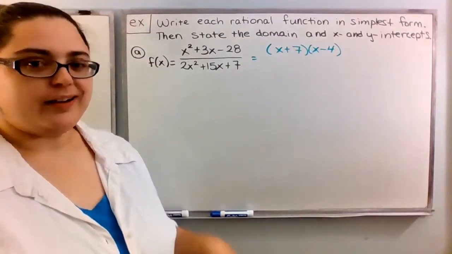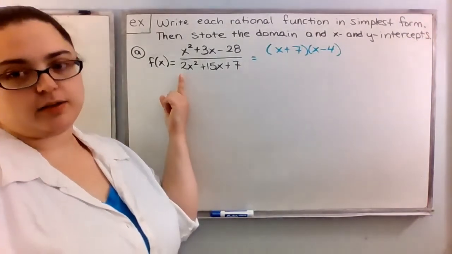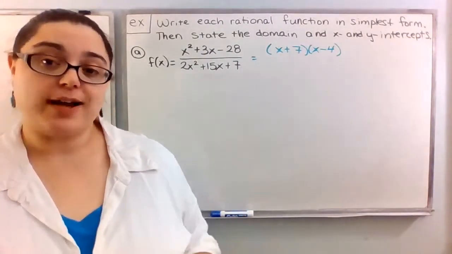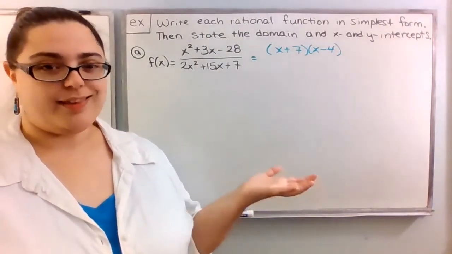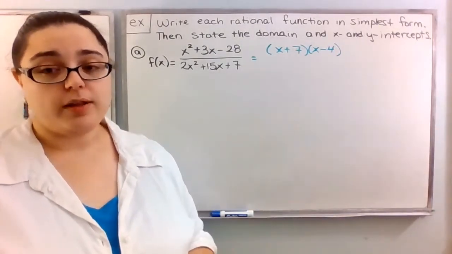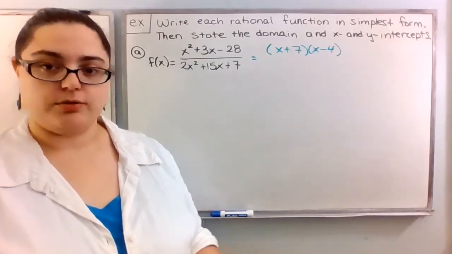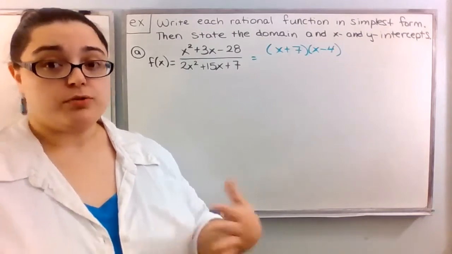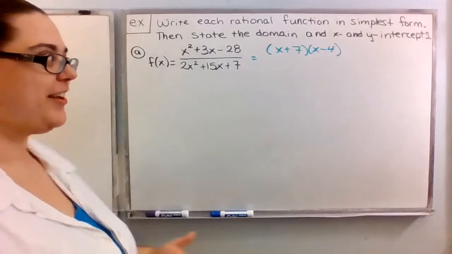For the denominator, it's not quite that easy because our leading coefficient is a 2. It's not a 1. So there are a few different strategies that can be used to factor this denominator. I'm going to use one that I know and I've become comfortable with. If you know an alternate technique that works well for you, feel free to continue to use it.